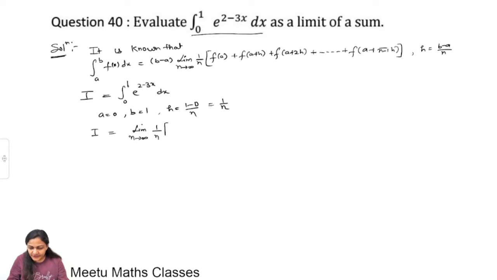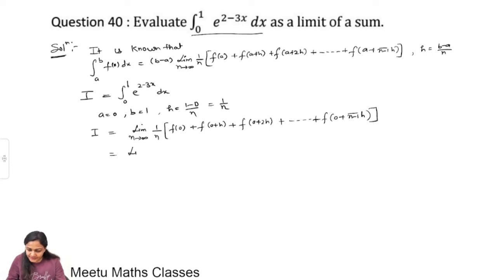n into f of 0 plus f of 0 plus h plus f of 0 plus 2h plus so on, f of 0 plus n minus 1 h. Okay. Now replace these functions. Limit n tends to infinity 1 upon n, f of 0. Your f(x) is e raised to power 2 minus 3x. Okay. So what will f of 0 be?